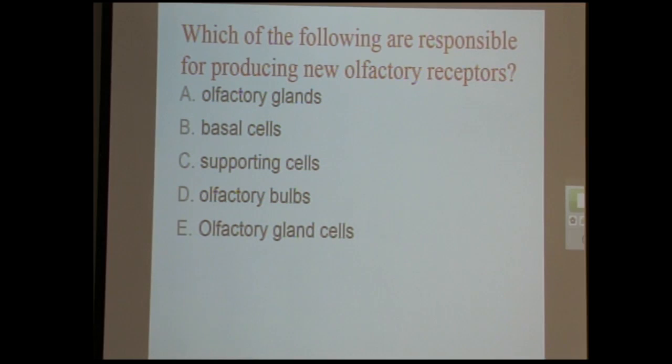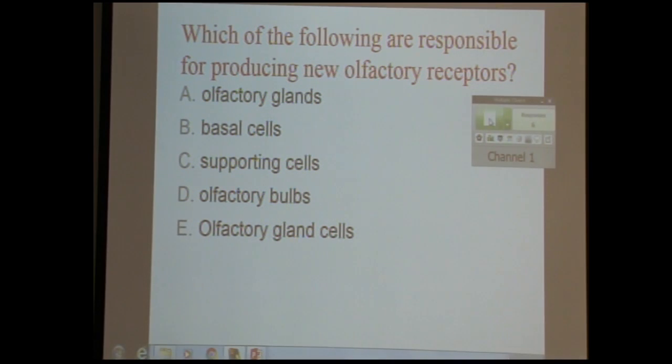All right, so which cell type actually makes our olfactory receptors?